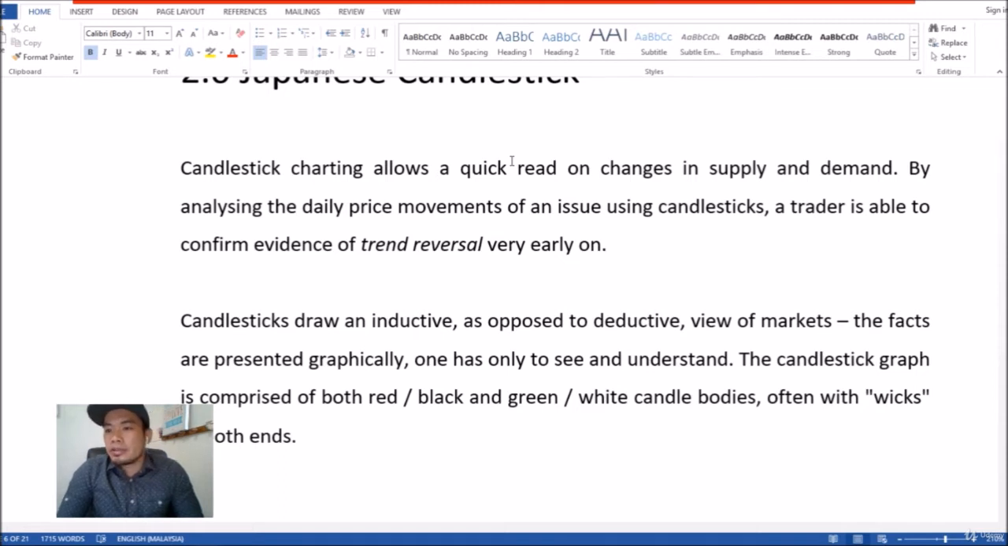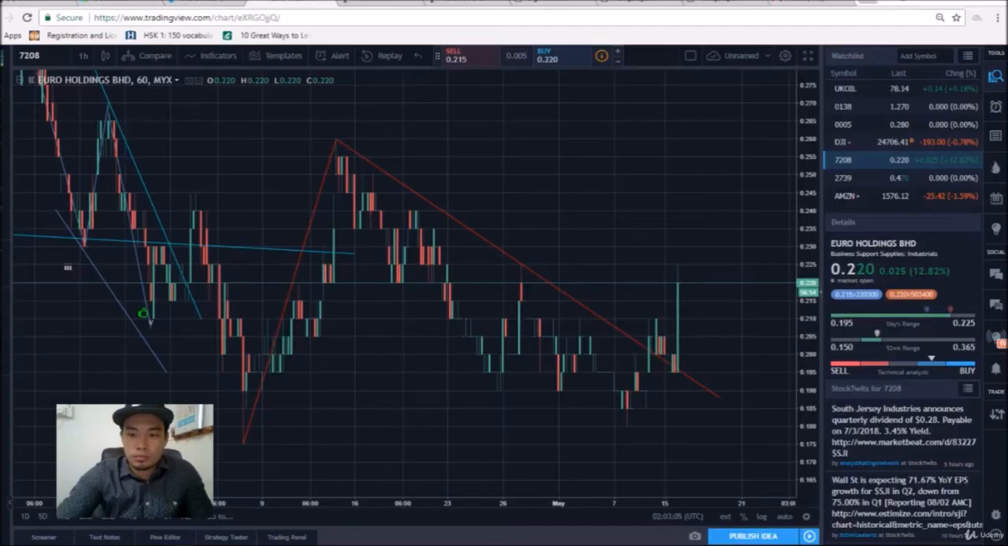All right, and a candlestick chart is comprised of red and black for bearish and green and white for bullish, and sometimes there are wicks at both ends. As you can see here, the green candle usually indicates that bullish sentiment is coming in, and the red candle is usually bearish. A white candle also indicates bullish, and the black candle is usually referred to as bearish.